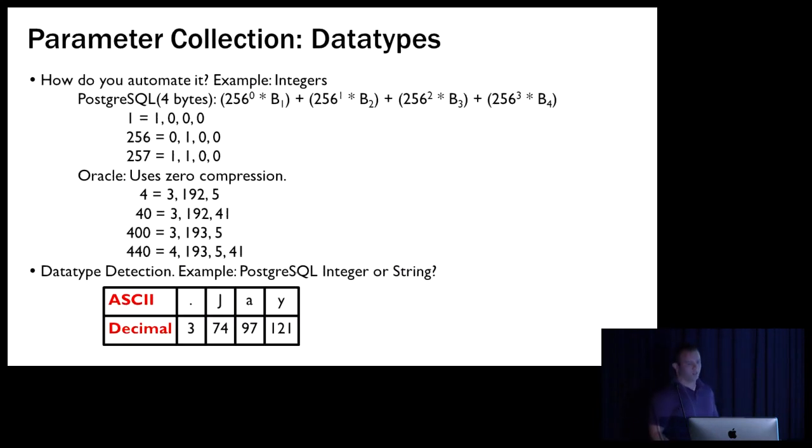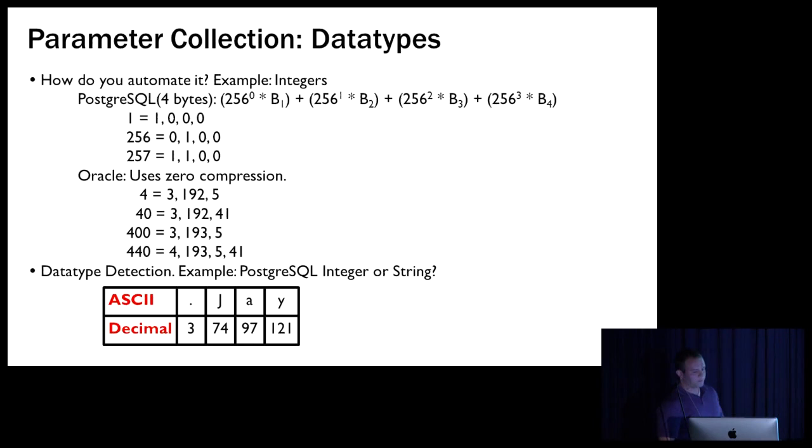Another problem is data types, so reconstructing these. An example is integers. So in Postgres, it wasn't too big of a surprise. Postgres actually stores numbers like pointers or IDs are stored. It represents a number with 4 bytes, and it can be decoded with that equation I have up here on the slide. And then I have 3 example numbers.